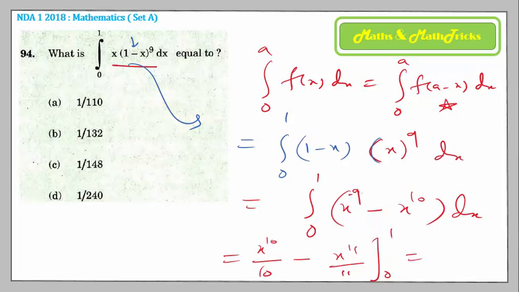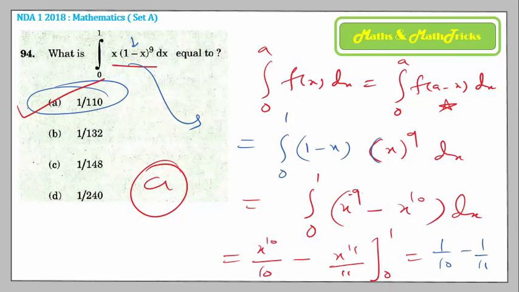You substitute it. What do you get? It's 1 by 10 minus 1 by 11, which is clearly, what is it? The option number A. Isn't it so? 11 minus 10 by 110, which is 1 by 10. So the option is A. Is that clear?